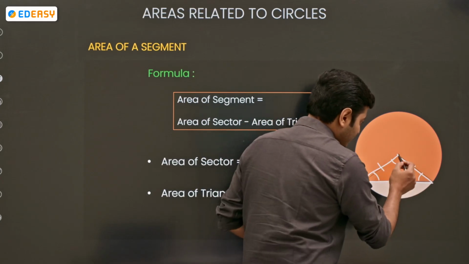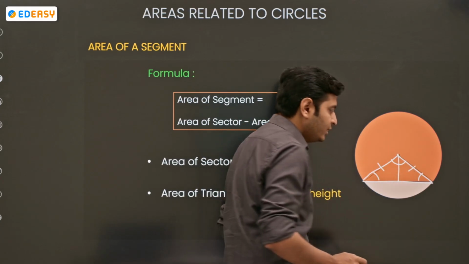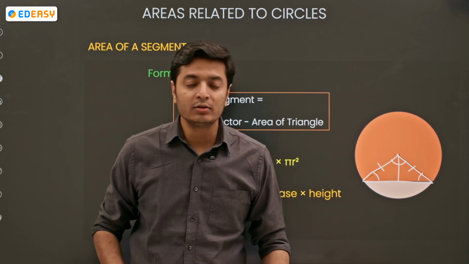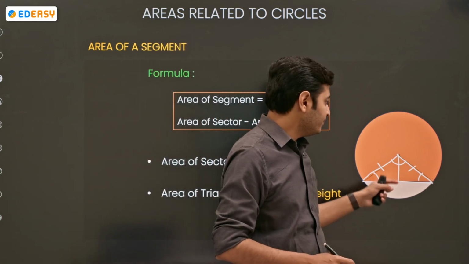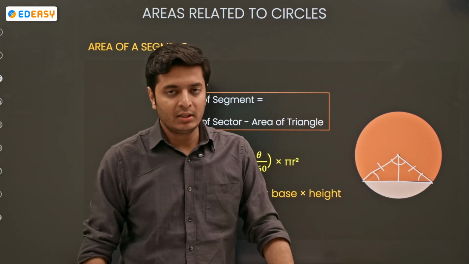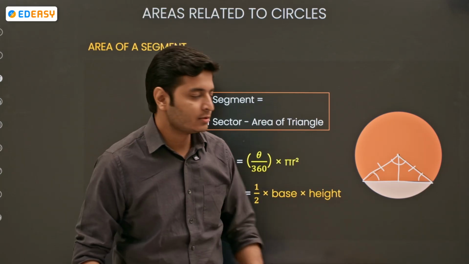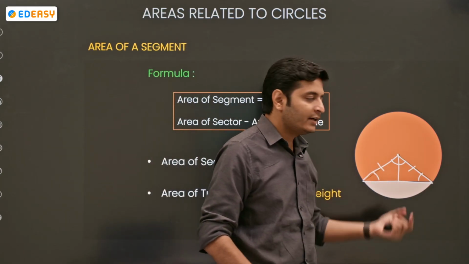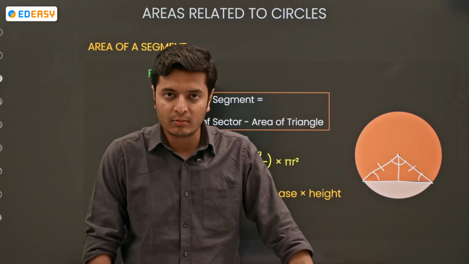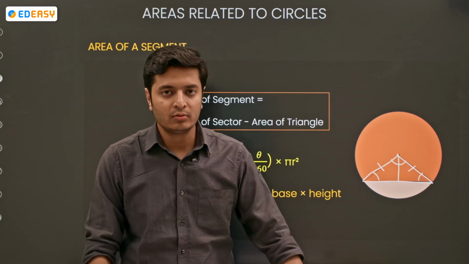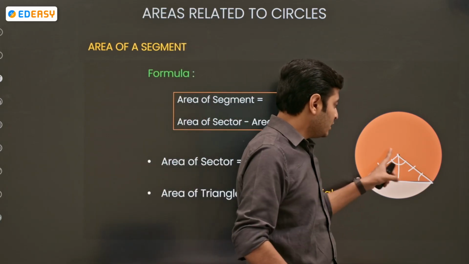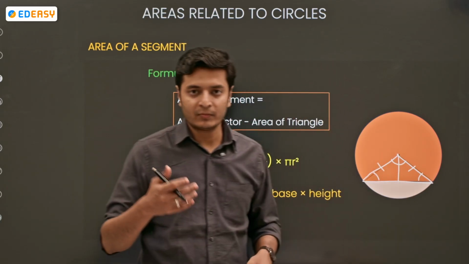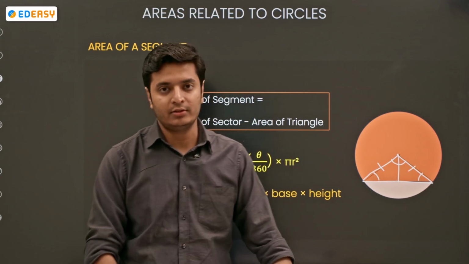Now, if I draw the median on the side which is not equal, from the opposite vertex, then according to the properties of an isosceles triangle, this median will divide the triangle into equal parts. So it means these two triangles that we are now seeing are congruent to each other.